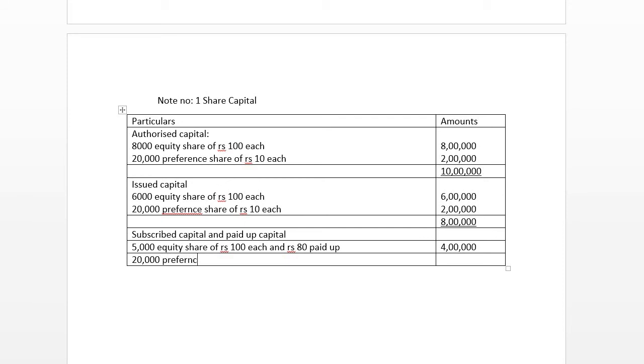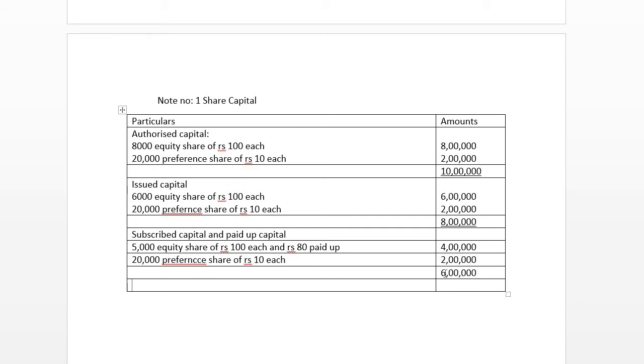$20,000 preference shares of rupees 10 each, right? 20,000 preference shares of rupees 10 each. Therefore 2 lakh is the amount again which is subscribed. Therefore again, when we make the total of this subscribed, 6 lakh will be the amount of subscribed and paid up capital, right? Assume that the 6 lakh is available.